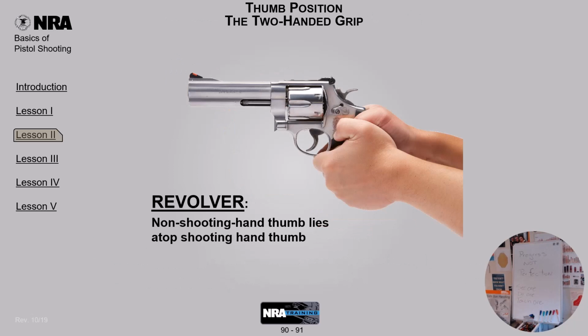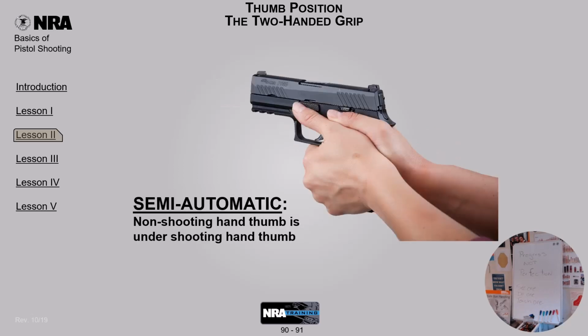Revolver. Some people will shoot with revolver, thumb over thumb like this. I generally just stick with having the same grip that I use on semi-automatic for a revolver. So that's what I go with, thumb over thumb.